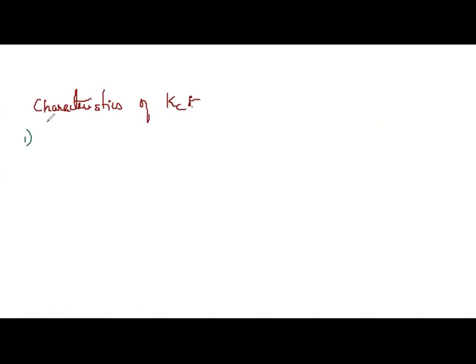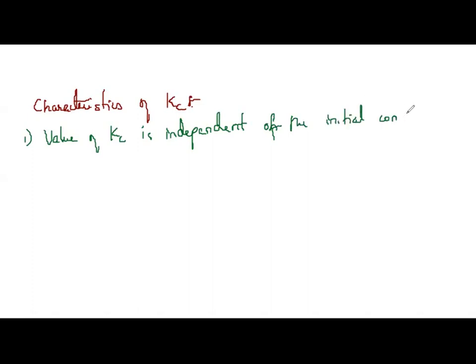It is independent of original concentration. The value of Kc, the equilibrium constant, is independent of the initial concentration of reactants. What do we mean by this? We cannot say that if we take more reactants, then the value of Kc differs, or if we take less reactants, the value of Kc will differ. No, it is independent of the initial concentration of the reactants.